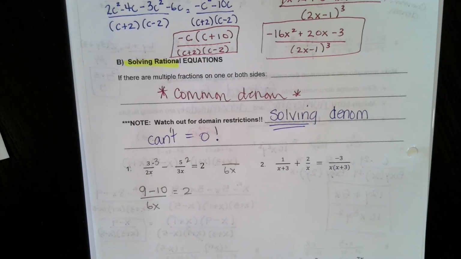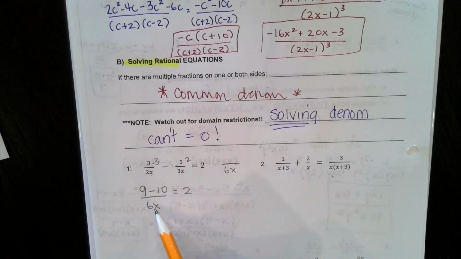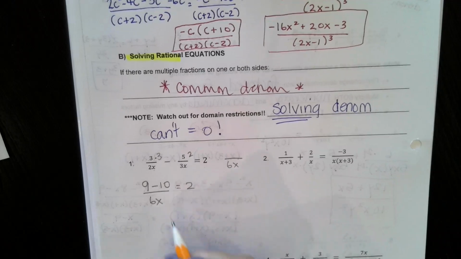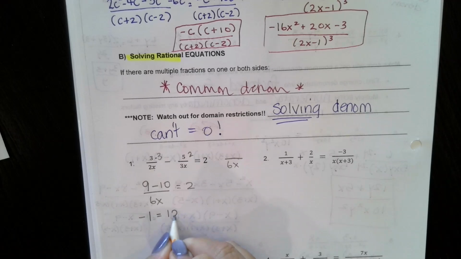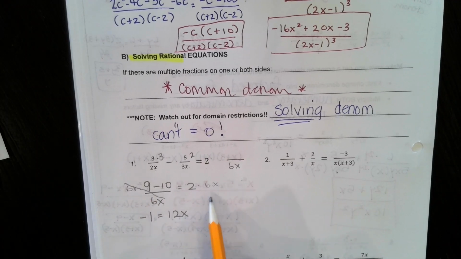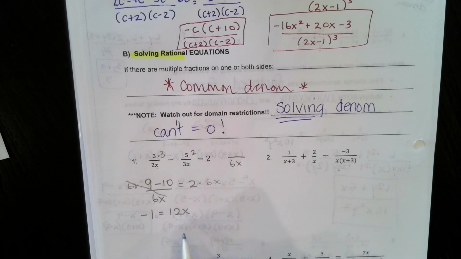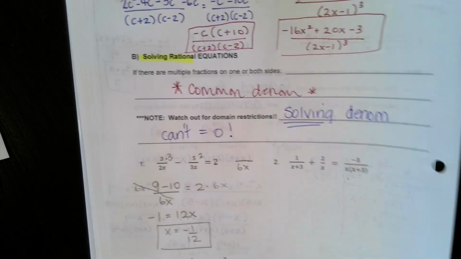Okay, now I could find this, I could put this over a common denominator, but I don't need to because I only have 1x, and that 1x is in the denominator right here. So if I simplify this, I have negative 1 equals 12x. So to clear this fraction, I multiply this side by 6x, and I multiply this side by 6x. So this side goes away, and this side becomes 12x. So now when I simplify this, I get x equals negative 1 over 2. Or sorry, 1 over 12.